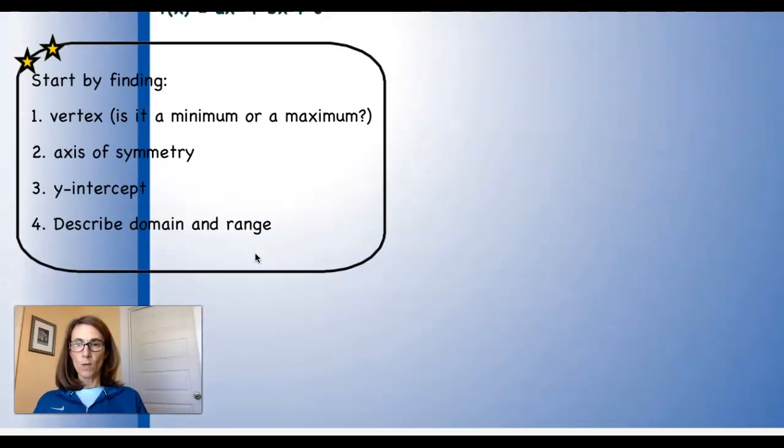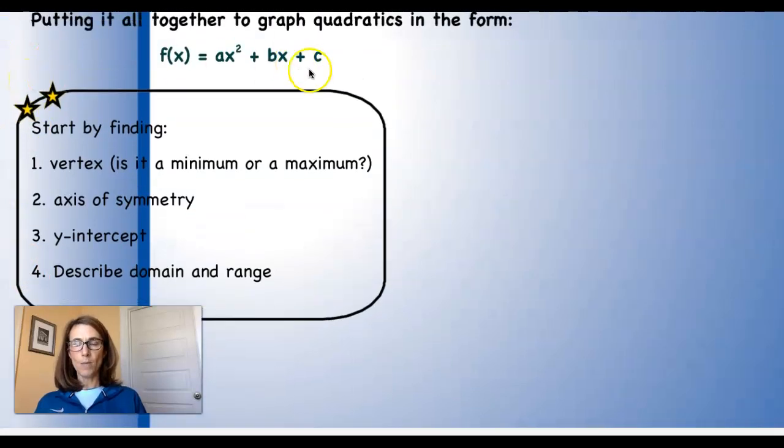Okay, so again, put these steps in your notebook, put a nice box around them, some stars, highlighters, whatever you can do to let yourself know that this is the important information to determine in order to plot a quadratic graph in this form.